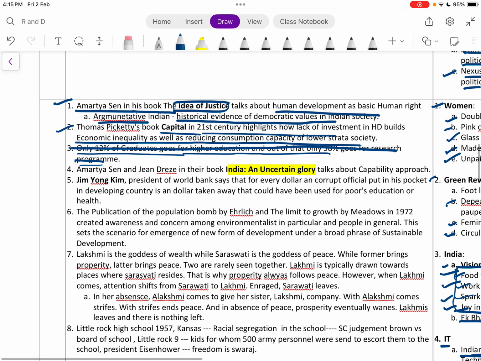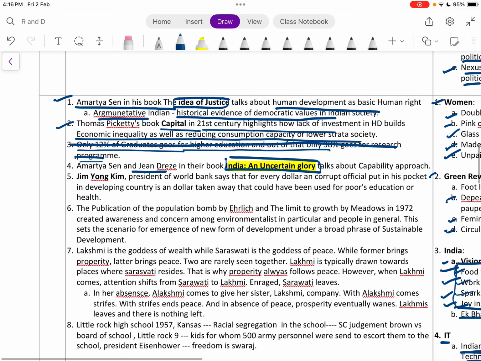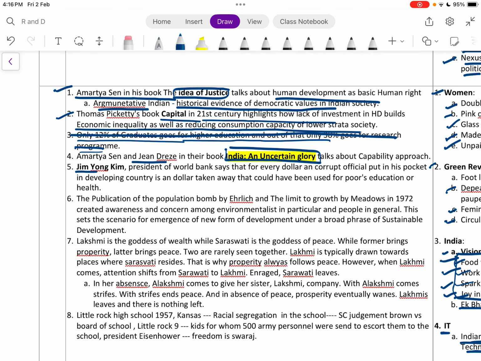Amartya Sen and Jean Drèze, in their book An Uncertain Glory of India, talk about the capability approach. Jim Yong Kim, president of the World Bank, says that for every dollar a corrupt official puts in his pocket in a developing country is a dollar taken away that could have been used for the poor's education or health.